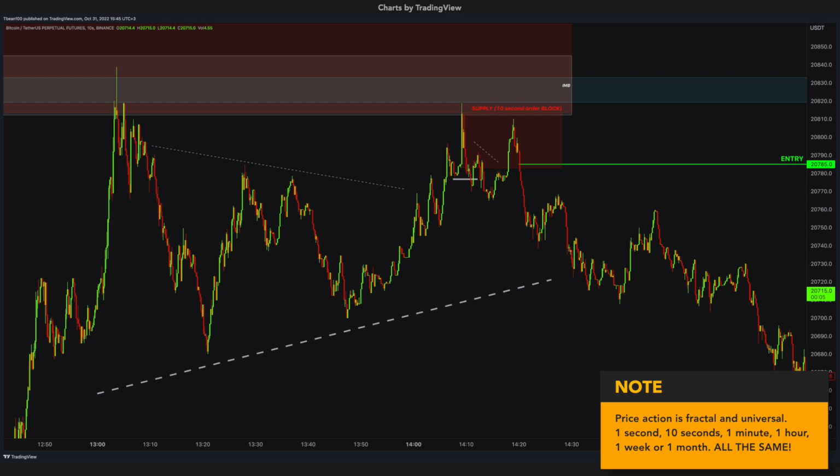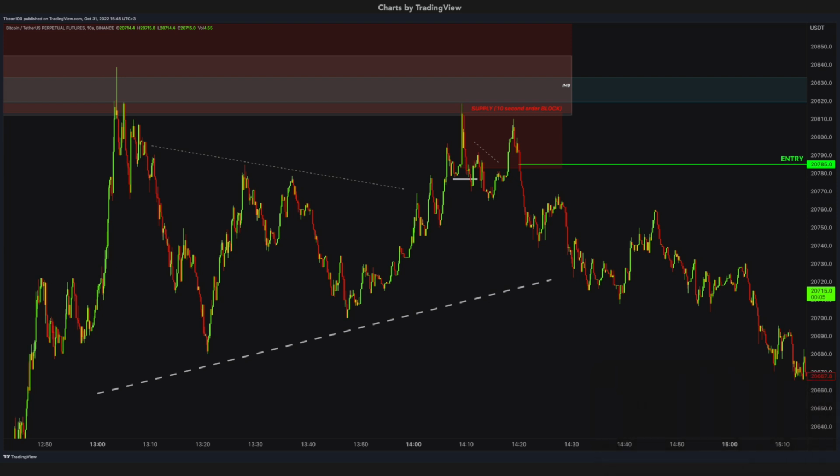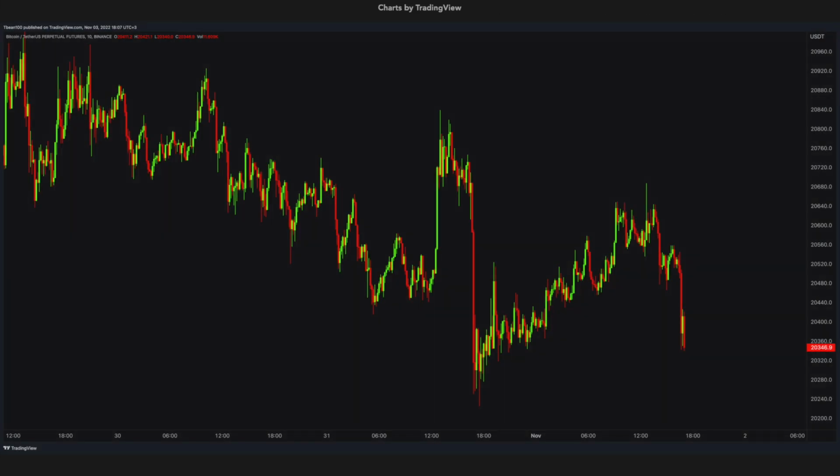As I always say, 1 second, 10 seconds, 1 minute, 1 hour, 1 week, or 1 month has no importance. Price action is fractal and universal. It works with every single time frame and also with almost every type of asset class and financial security. Price action is magic for me. Let's check out this trade and similar patterns again.